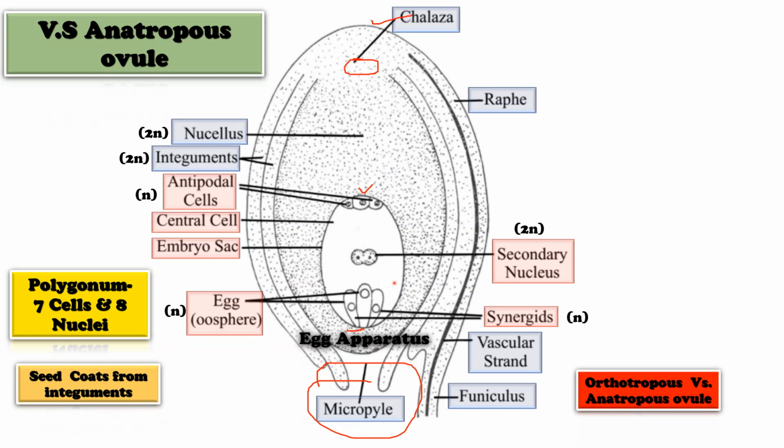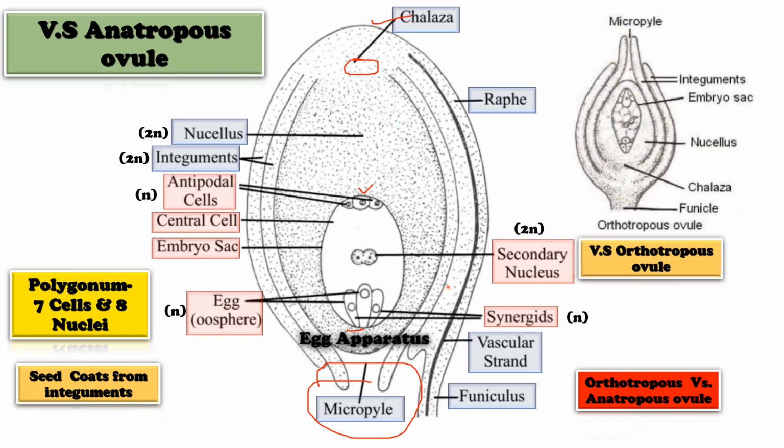This 7-celled, 8-nucleated embryo sac was first discovered in Polygonum plant. Therefore, such an embryo sac is called Polygonum type of embryo sac. Students, it is most common type of embryo sac in angiosperms.